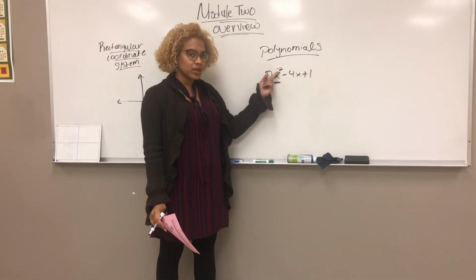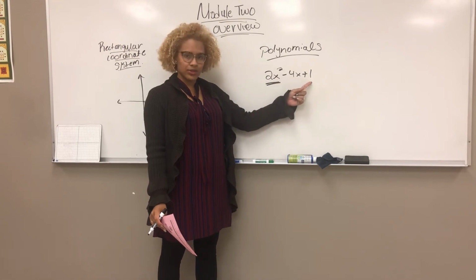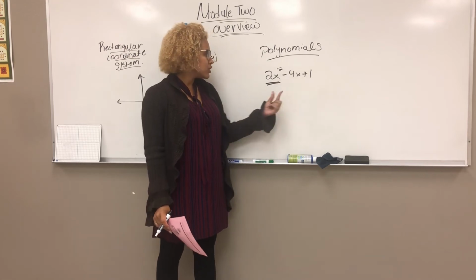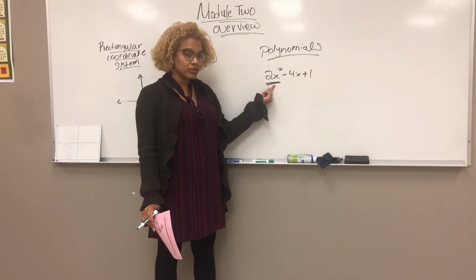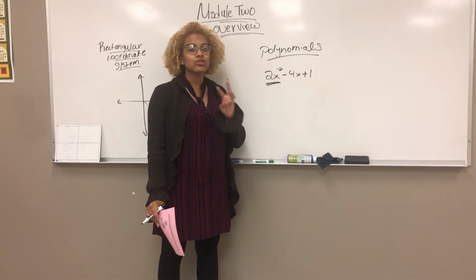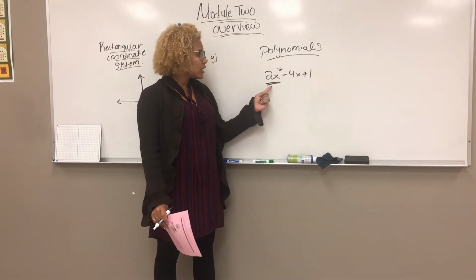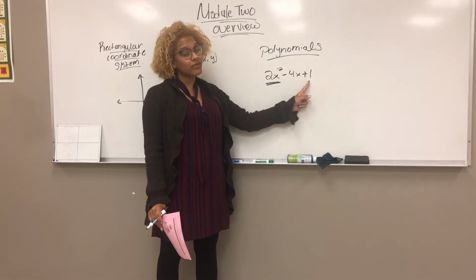This has an exponent of 2, this has an exponent of 1, and this has nothing, 0, right? So the leading term is 2x squared. Therefore, the leading coefficient is 2. And this is a trinomial because it has 3 terms: 1, 2, 3. Now the 1, because it doesn't have a variable, is also called a constant.